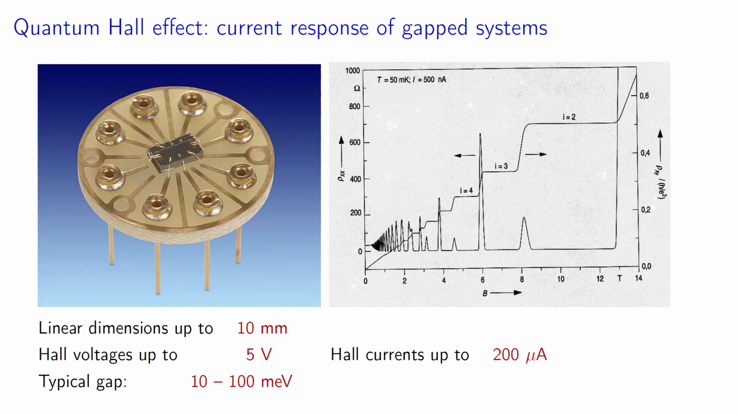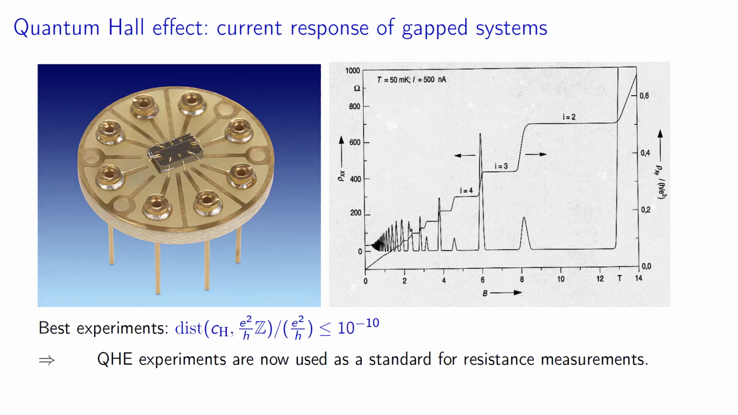I think here, I put it here. So the whole conductance's distance to an integer multiple of this constant, the relative accuracy is 10 to the minus 10, so 10 digits, close to the alpha measurement you showed. It's so precise that the quantum Hall experiments are now used as the standard for resistance measurement. Yes?